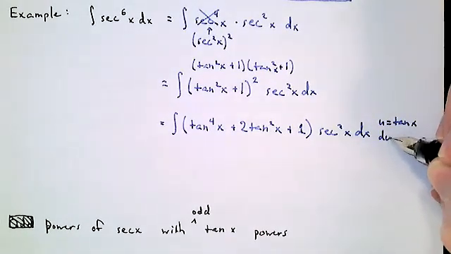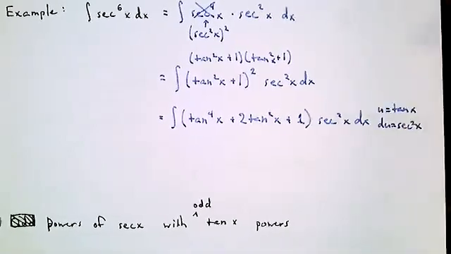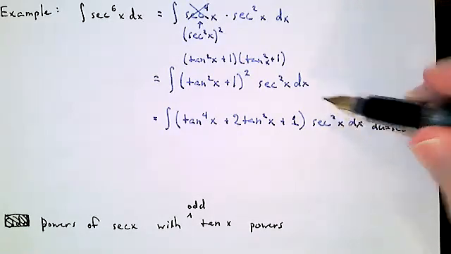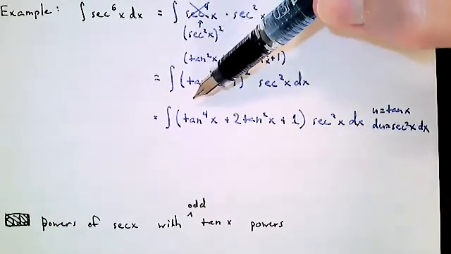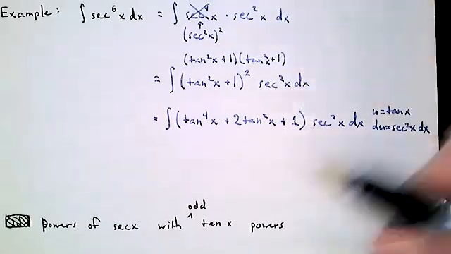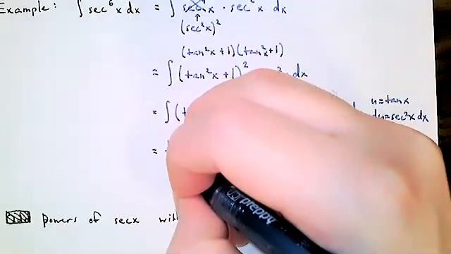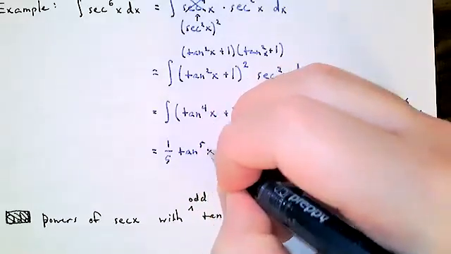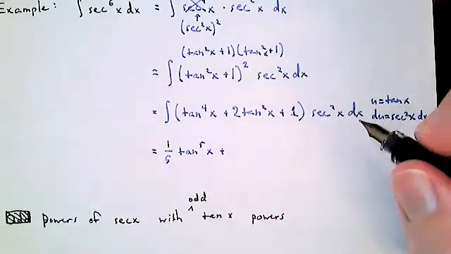And if u is tangent, then du is secant squared x dx. So this last part of the integral, the secant squared x dx, is now our du. And here we have a u to the fourth plus 2u squared plus 1. So our answer will be 1 over 5, excuse me, I might have said 1 to the fifth, increase the power on tangent.